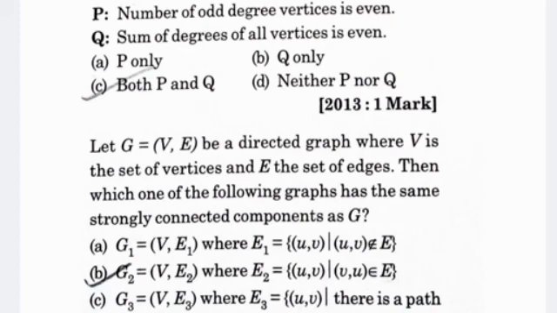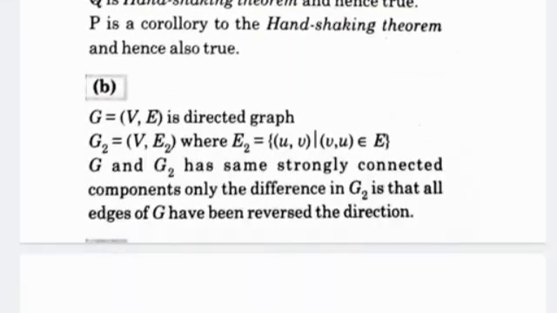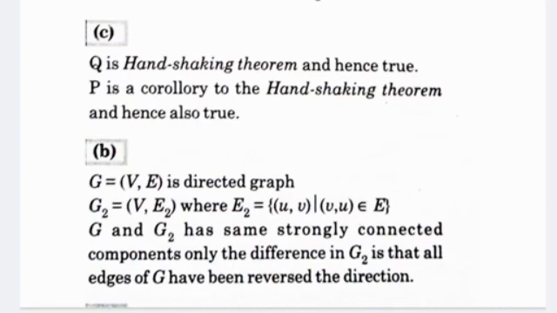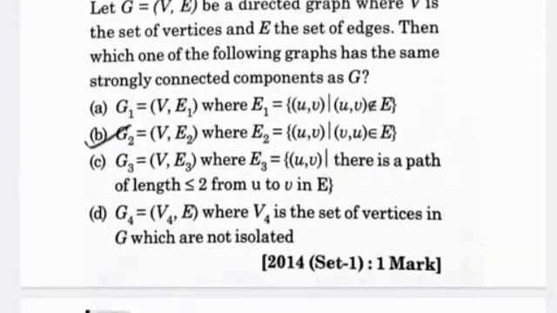Now come to the solution of this question. Based on the Handshaking theorem, statement Q is true and statement P is also true. So both are true, which means option C is the correct answer. Now come to the next question.